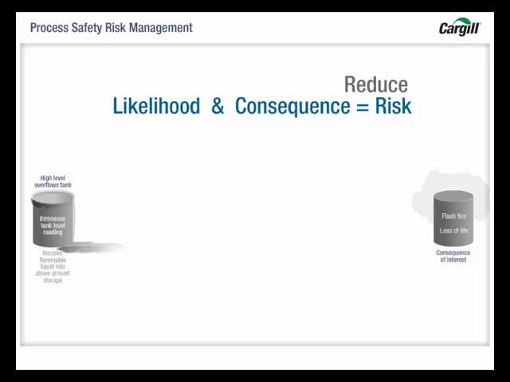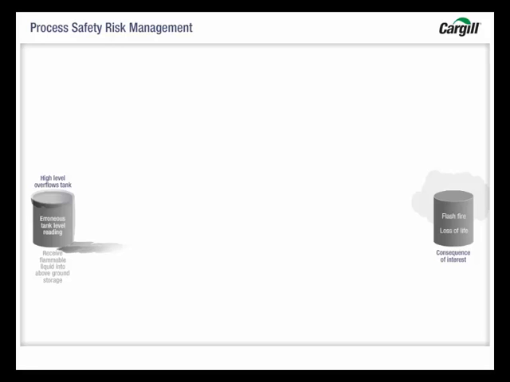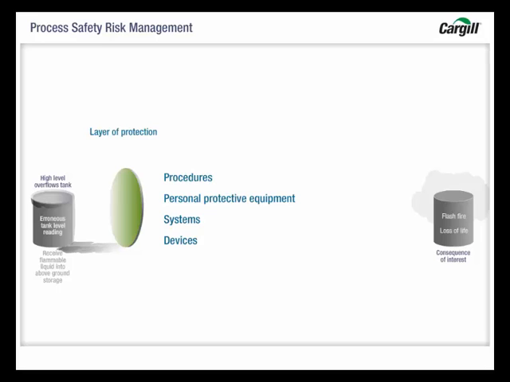The risk can be reduced by reducing the severity of consequence or the likelihood. Our model will illustrate the reduction of risk through the implementation of safeguards, often called layers of protection. These layers of protection can be procedures, personal protective equipment, management system processes, or devices that are designed specifically to prevent the escalation of the deviation to an undesired consequence.